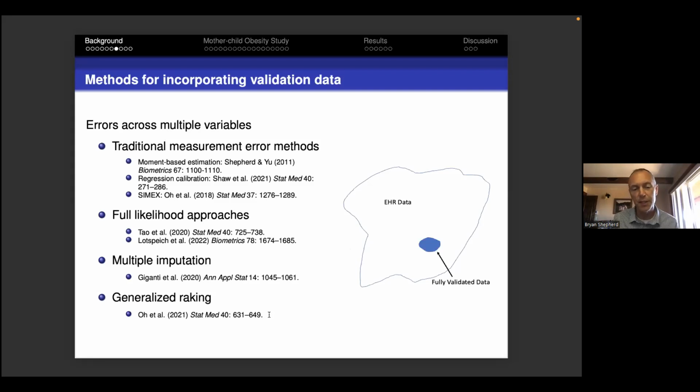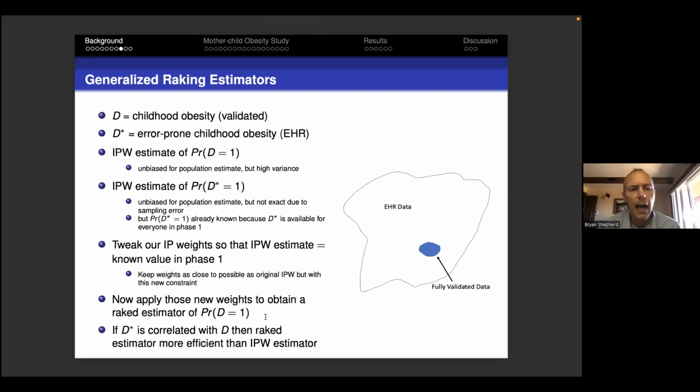Typically it results in slightly wider confidence intervals than multiple imputation because you're making fewer assumptions. But it is a fairly good approach. And in my experience, most people are not familiar with generalized raking. So let me just quickly go through the basic ideas of generalized raking. And this is using a simplified example.